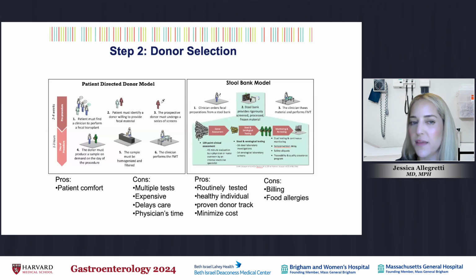Donor selection: I think most of us are using a stool bank model currently, in which you either are partnering with an external stool bank, such as OpenBiome, which is still open and operational, or you have an in-house stool bank where you have your own group of donors that you're routinely testing. The patient-directed model is sort of what we used to do, where you would pick one donor for one patient and have to screen that donor on a one-to-one basis. And you can imagine that was very costly and time-consuming.